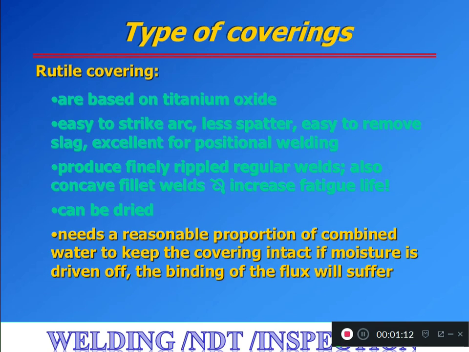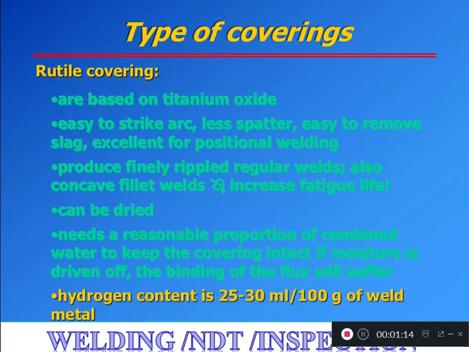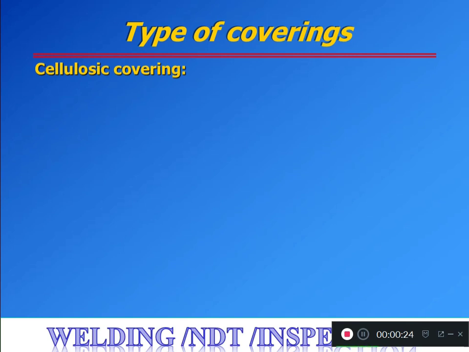Needs a reasonable proportion of combined water, so you have to check and keep the covering intact. If the moisture is driven out, the binding of the flux will suffer. Hydrogen content is 25 to 30 ml per 100 gram of weld metal. So this is the hydrogen content for the rutile covering, 25 to 30 ml per 100 gram of weld metal.